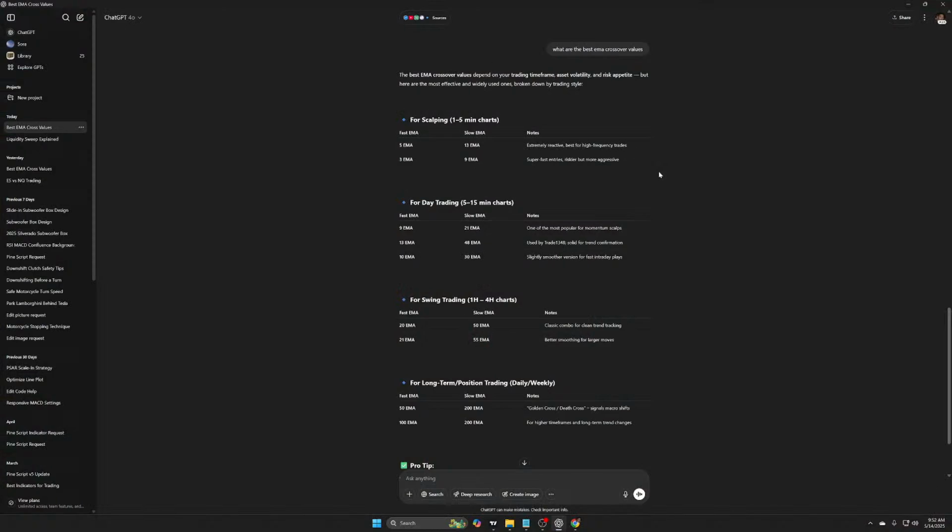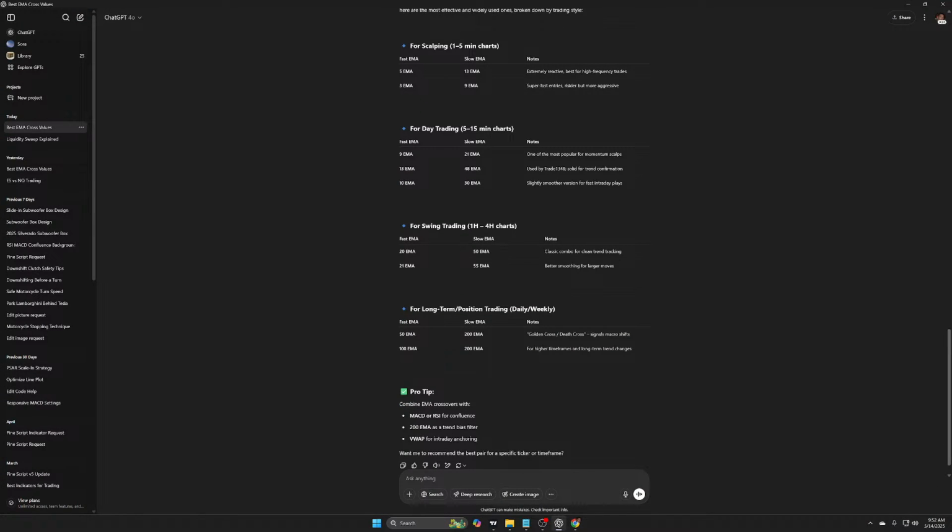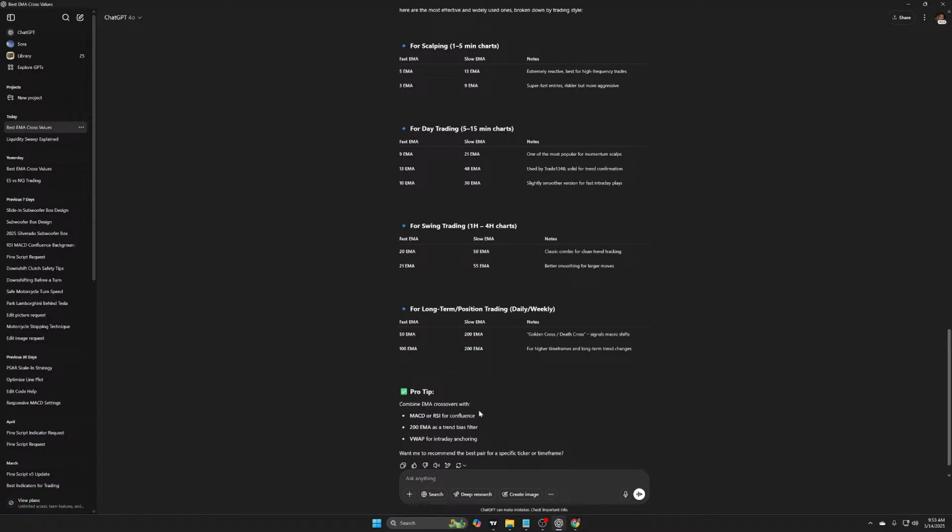Basically that guy that took 608 trades posted into the community yesterday. Maybe that was a bot. Maybe they were using those EMAs. But scroll down. For day trading from the 5 to the 15 minute, we got a mention here: 13 EMA, 48 EMA, used by Trade 1348, solid for trend confirmation. Hold on, there's more. Pro tip: combine EMA crossovers with MACD or RSI for confluence, 200 EMA as a trend bias, or VWAP.